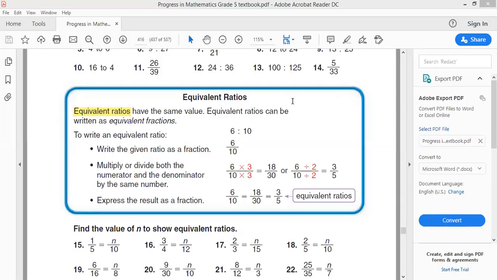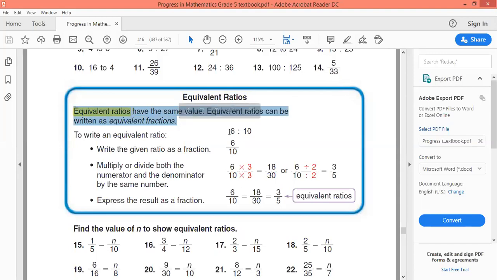Yes, yesterday we were studying about ratios. Now today we'll study about equivalent ratios, means equal ratios. Equivalent means equal. Equivalent ratios have the same value. Equivalent ratios can be written as equivalent fractions.